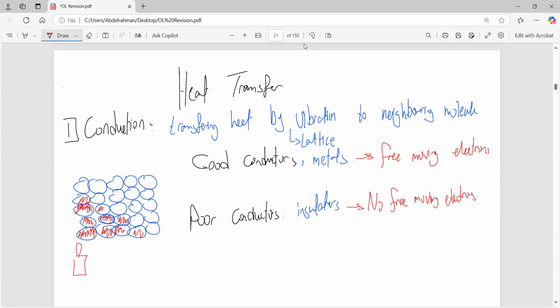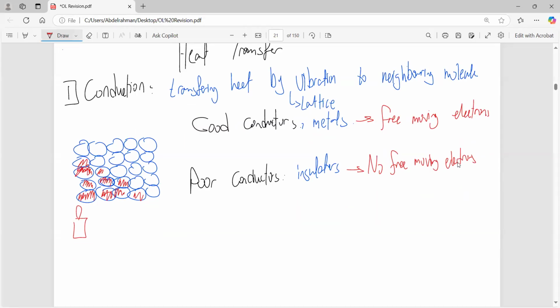We need to talk about the free moving electrons. Why is this a good thing? Why do free moving electrons help with the quick transfer of energy? If I have a metal spoon, for example, and I put it inside a cup of coffee or a cup of tea, why does this metal spoon heat up quickly? Because it has free moving electrons.